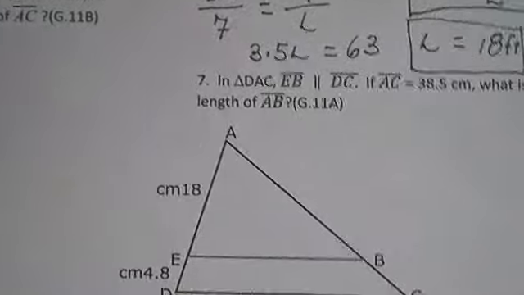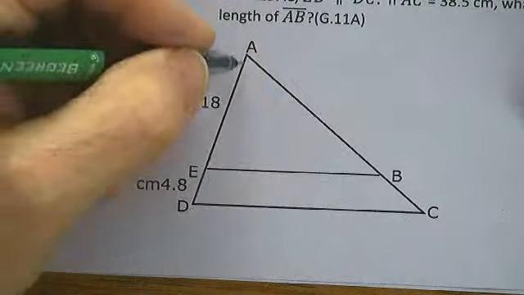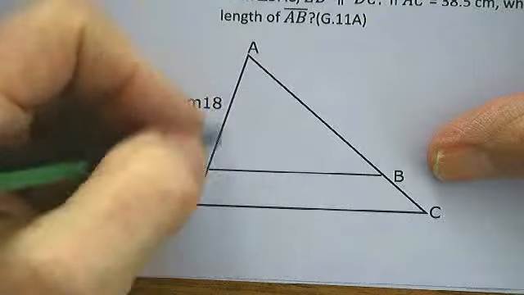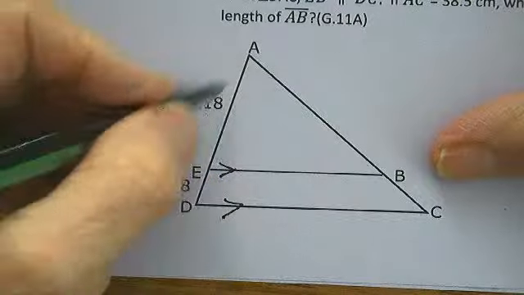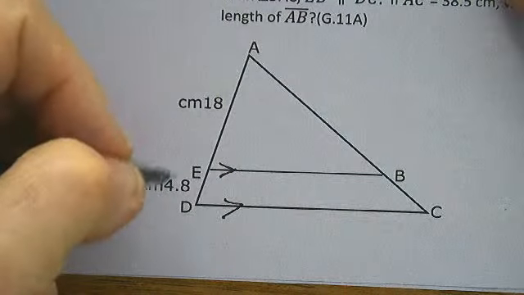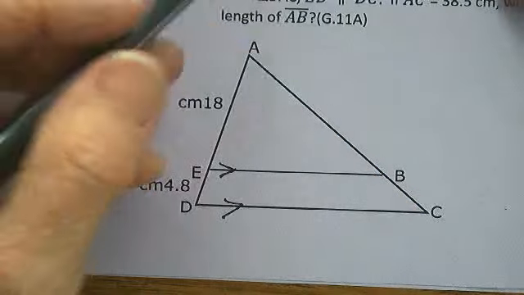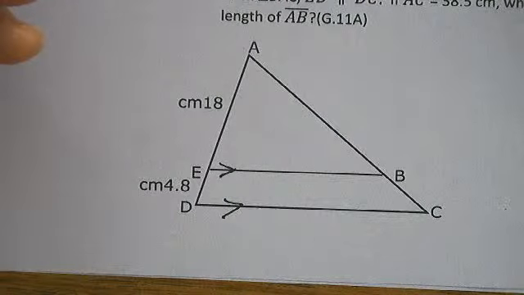Let's do problem 7. In triangle DAC, EB is parallel to DC. If we have parallel lines, we know we have similar triangles. If AC is 38.5 centimeters, what is the length of AB?